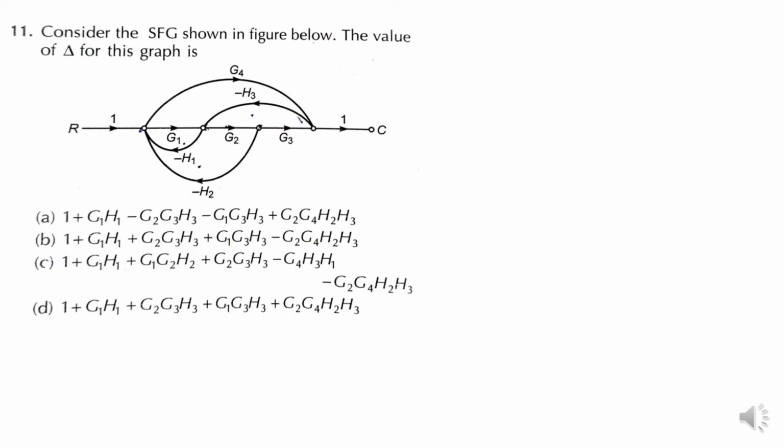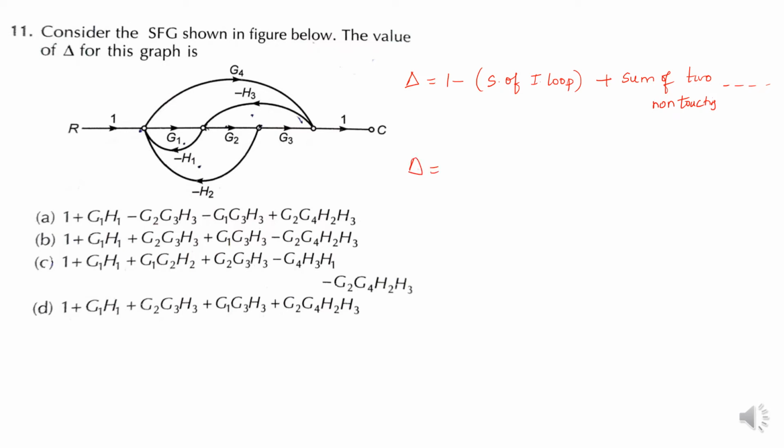Consider the SFG shown in figure below. The value of delta for this graph. So what is delta? 1 minus sum of individual loops, plus sum of 2 non-touching loops, minus 3 non-touching loops and so on. So first of all, I am going to find out the sum of the loops. So first, what is the loop? This is the first loop. Okay.